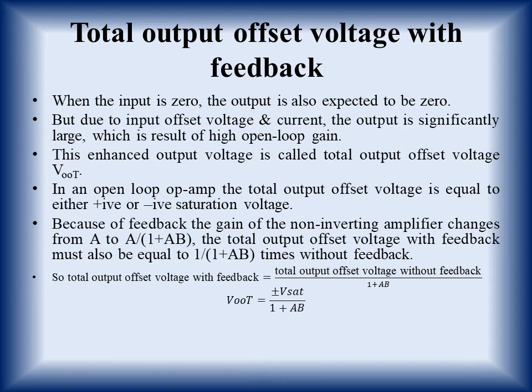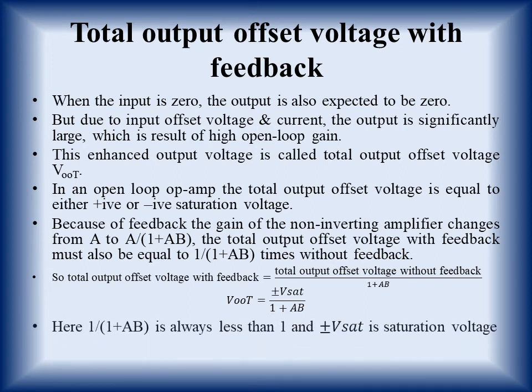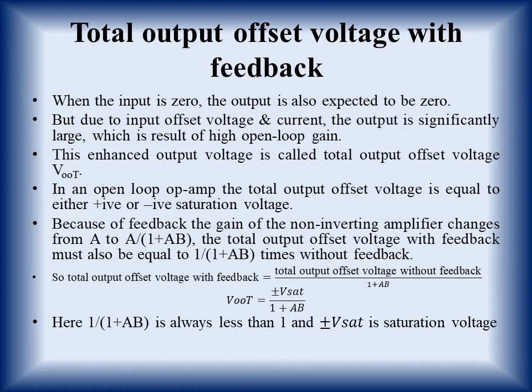Broadly, we can write plus or minus Vsat upon 1 plus AB. So this can be either positive or negative. We can see that 1 upon 1 plus AB will always be less than 1, and Vsat is the saturation voltage. So accordingly VOOT can be positive or negative.